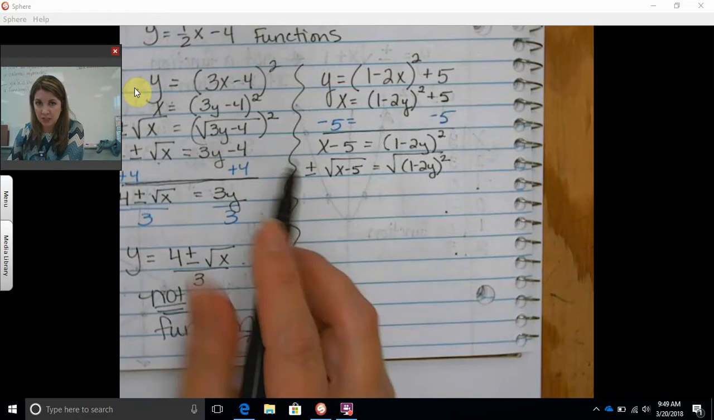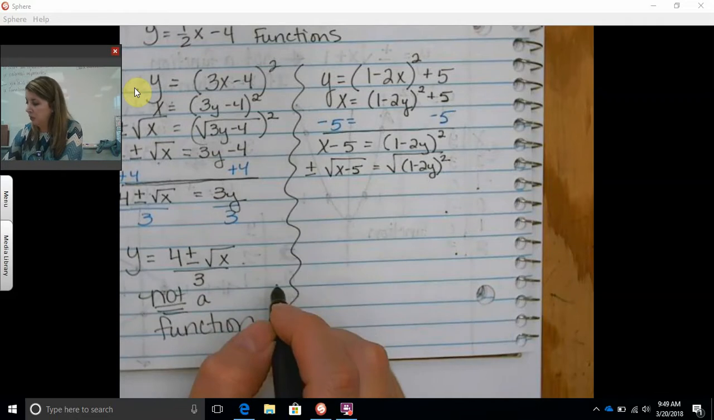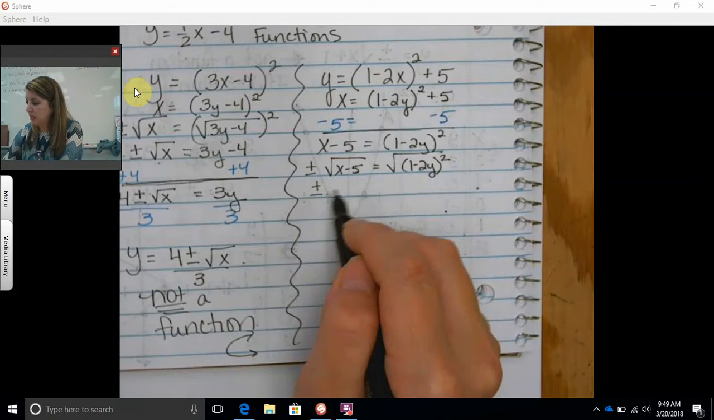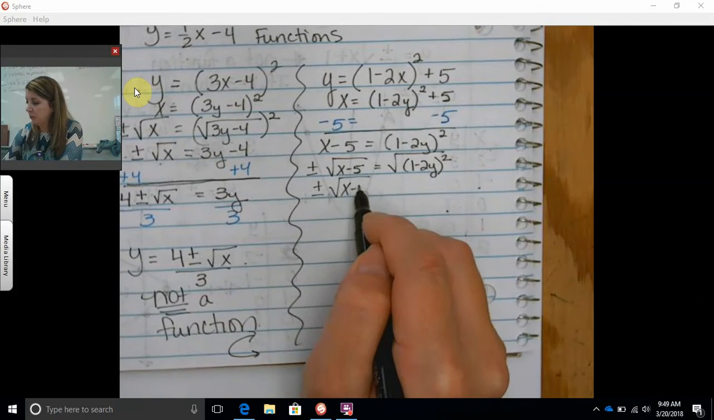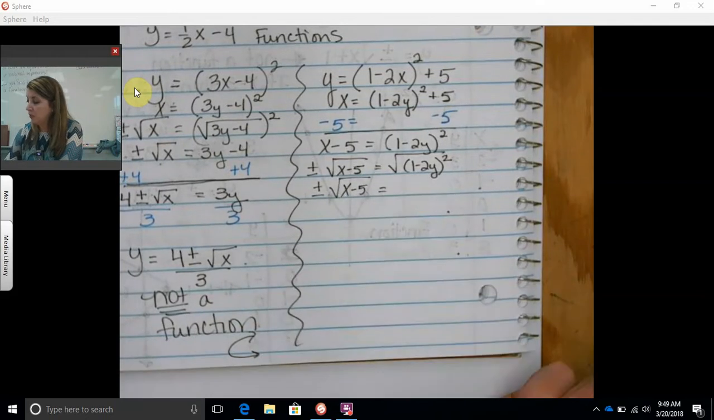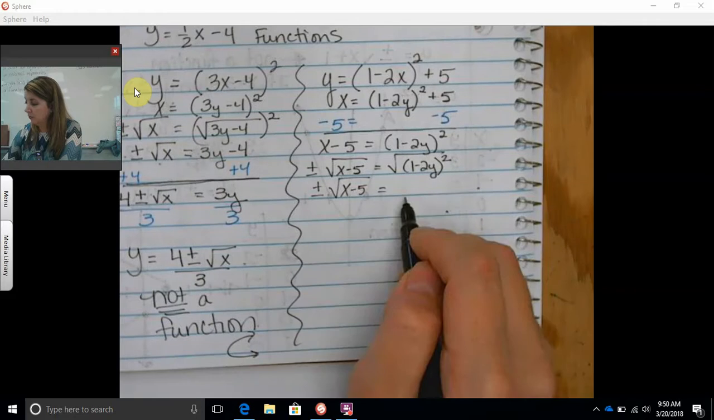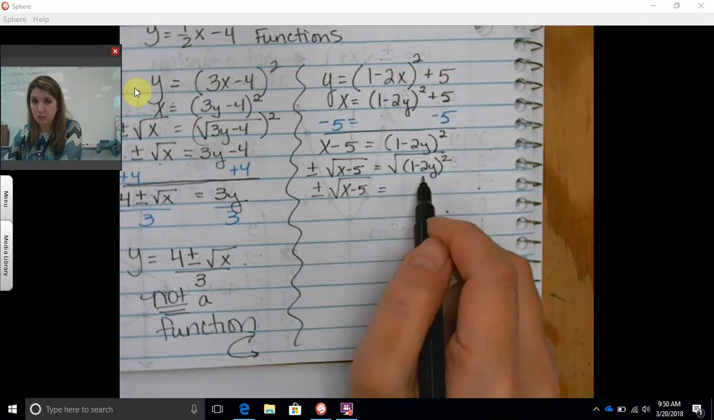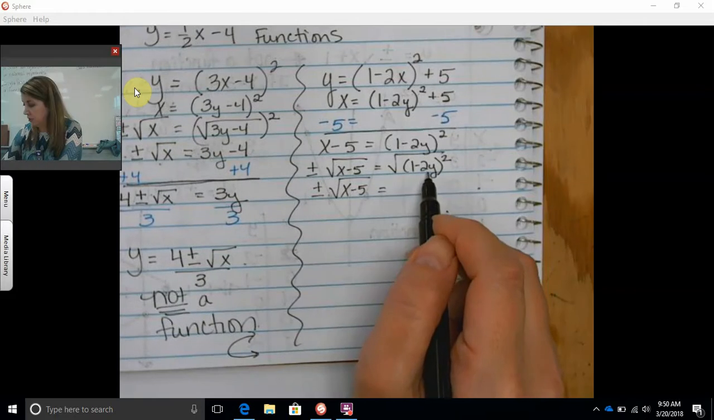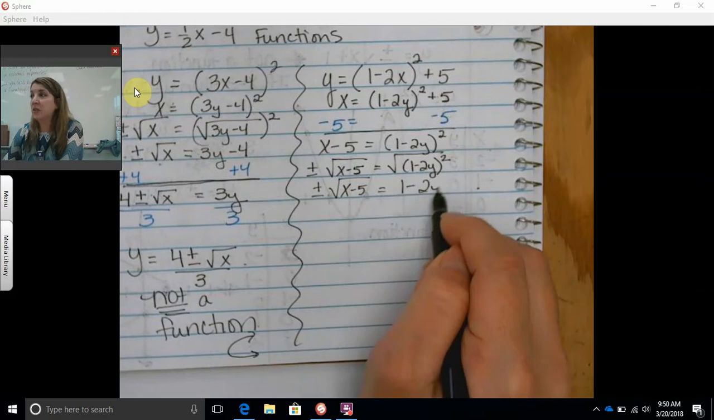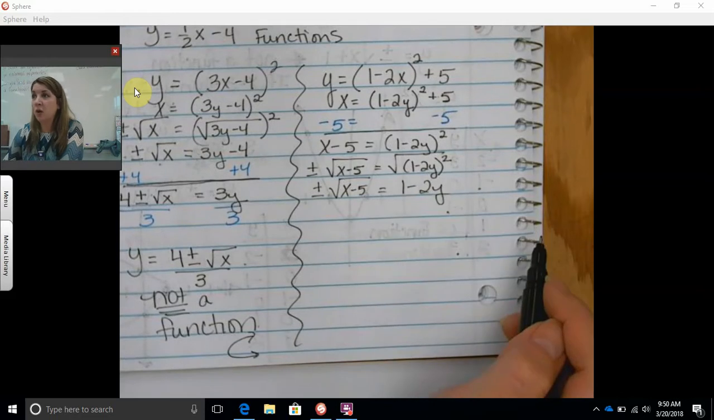Can I take the square root of x minus 5? No. So I'll just rewrite that, positive or negative, square root of x minus 5. What's the square root of 1 minus 2y quantity squared? Just 1 minus 2y. And remember, on these, we're not trying to solve for x. We're just trying to get y isolated. Okay, we're trying to find a new equation.